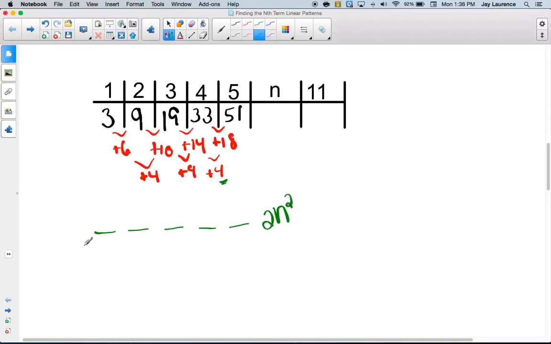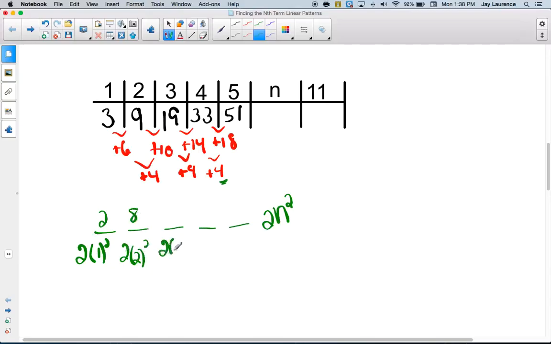So if I put a 1 in here, it's going to be what? 2 times 1 squared. So 1 squared is 1 times 2 is 2. This one here is going to be 2 squared is 4 times 2 is 8.